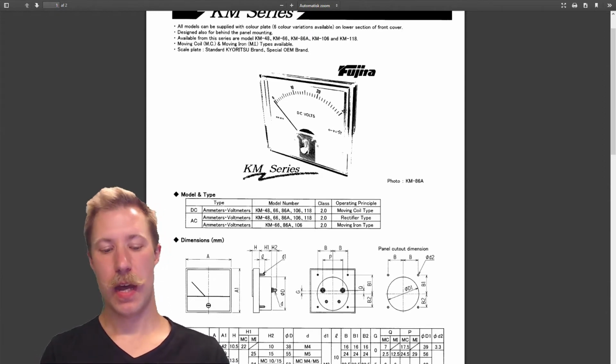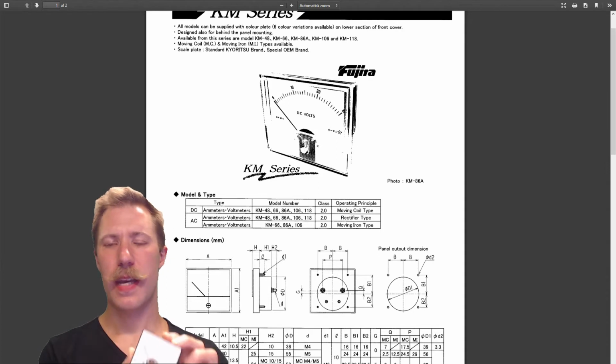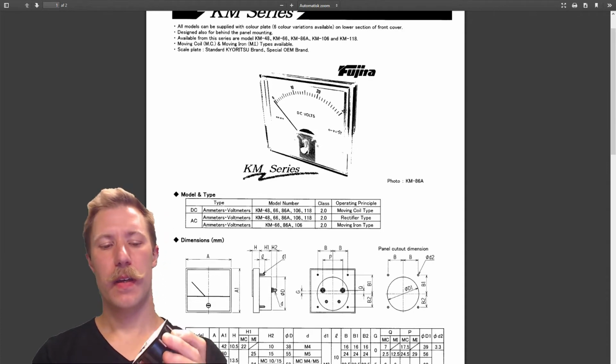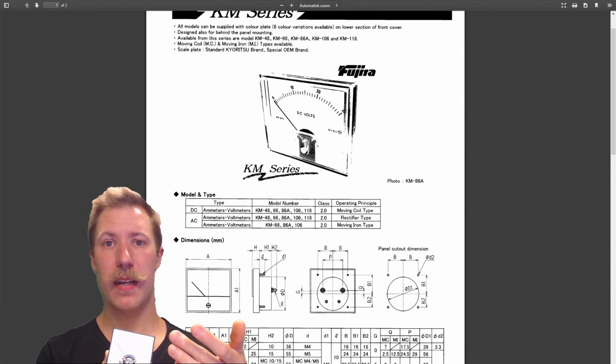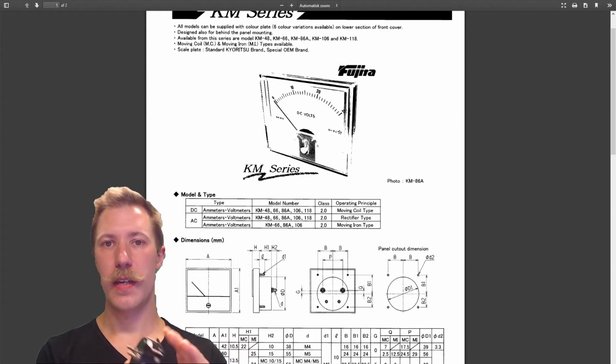I happen to have an old box full of these Koryetsu panel meters. This is the KM66 model. As you can see, it has a blank scale, so that leaves me with a couple of issues. This is a 1 milliamp DC current meter.